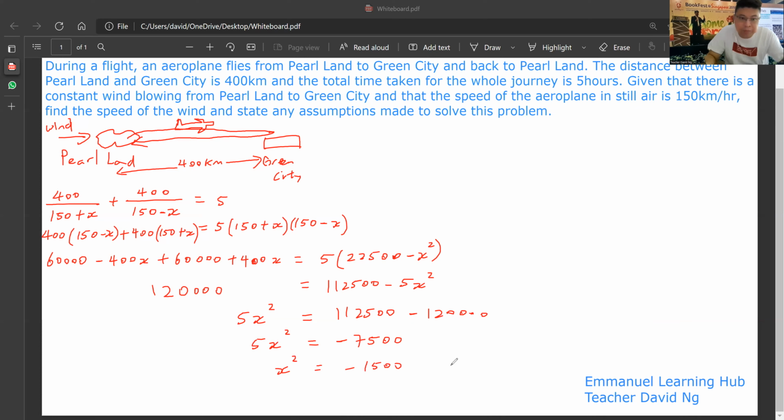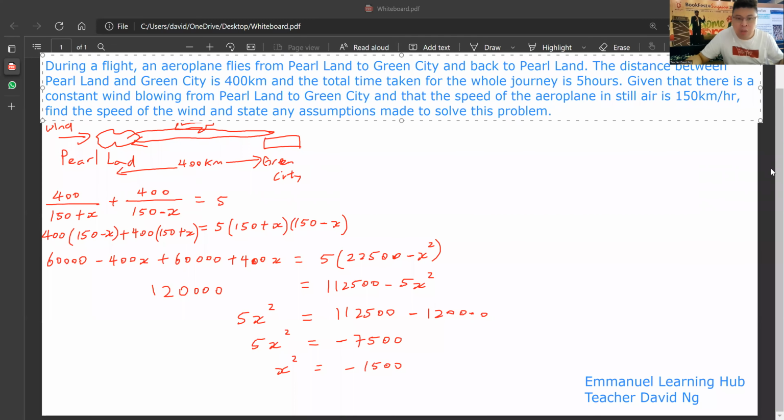Okay, this question, right? If you notice, you can't really solve this problem. The reason is because, right, when you square, you shouldn't have a negative. That means I would need to change the answer here, right? Instead of 150 km per hour, I would need to change this to some other value so that it holds water.